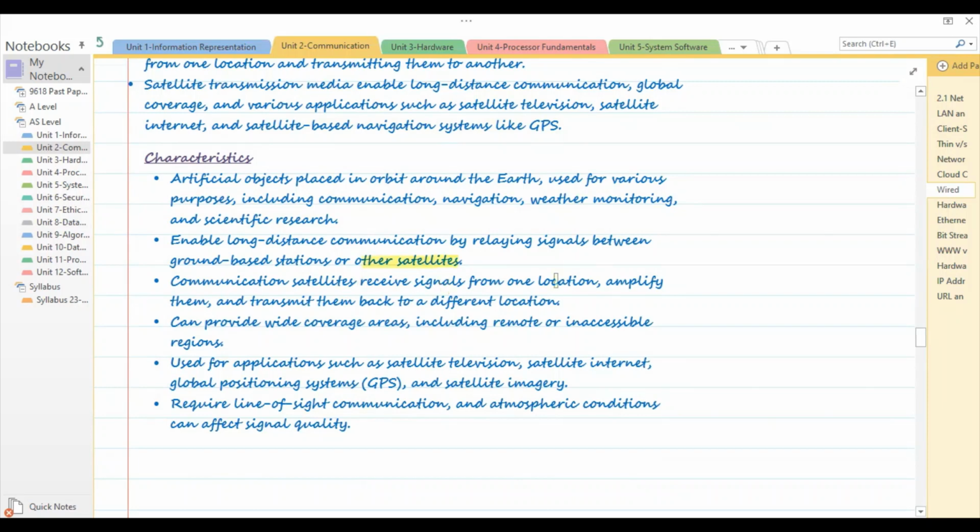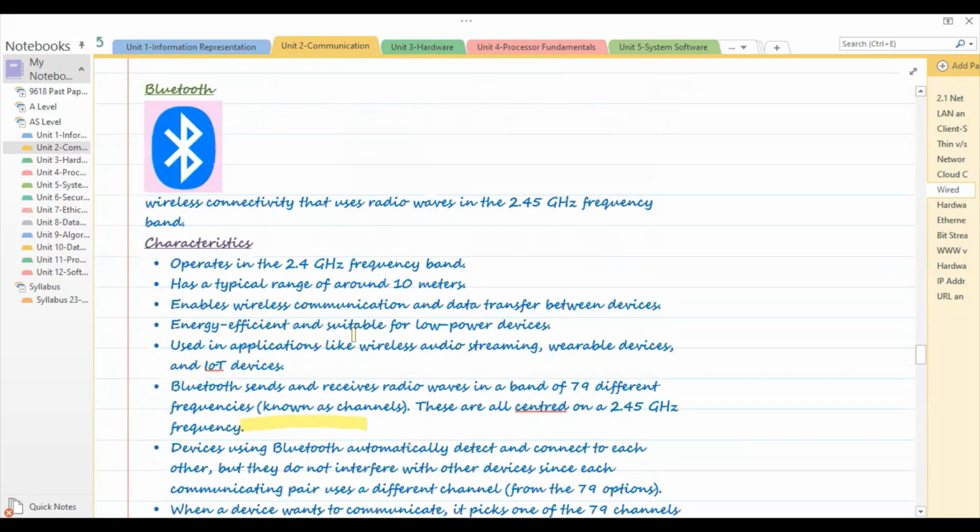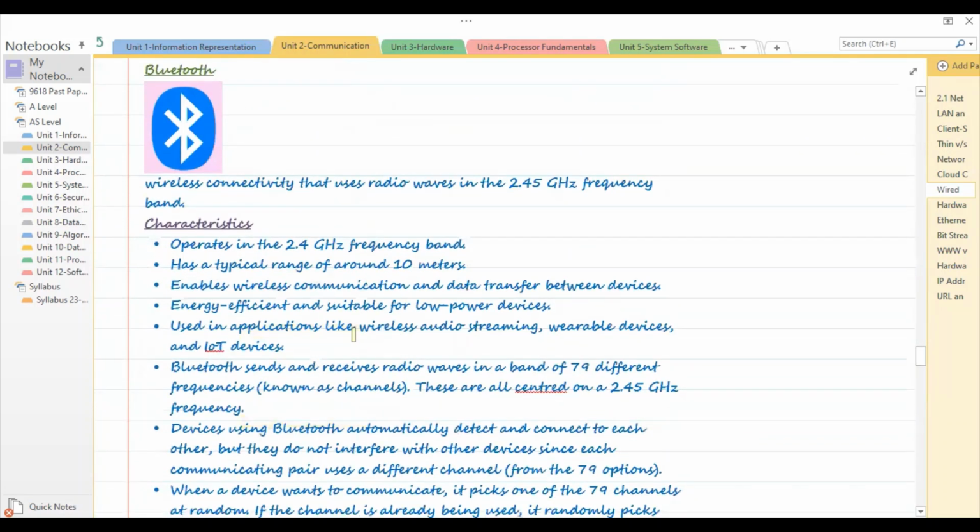A communication satellite receives signals from one location, amplifies them, and transmits them back to different locations. It can provide wide coverage areas, including remote or inaccessible regions. It is used for applications such as satellite television, satellite internet, GPS systems, and satellite imagery. It requires line of sight communication, and atmospheric conditions can affect signal quality, right? So this is all about satellite communication.